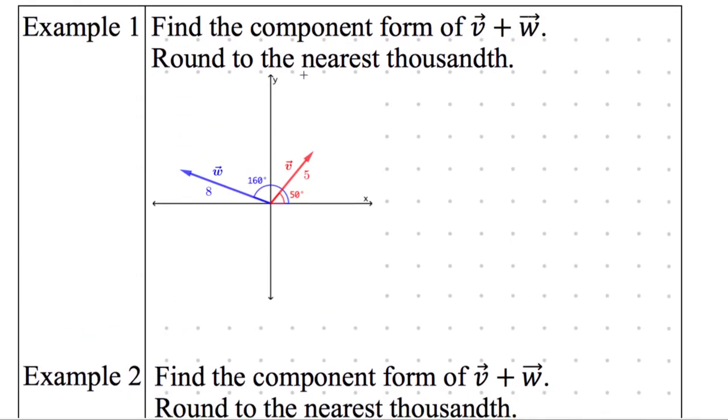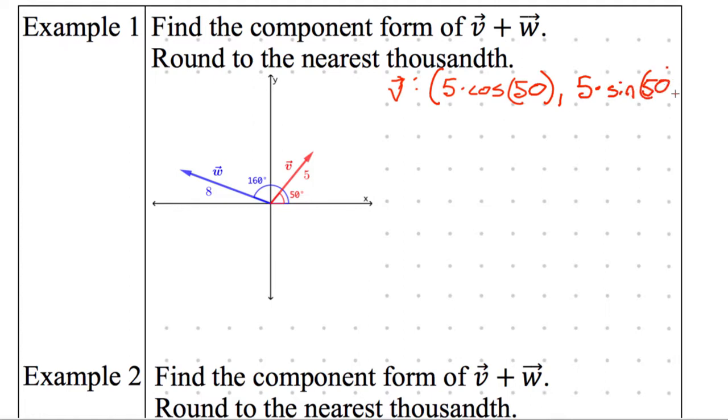All right, so on this one, I need to convert v to component form. So pretend that w doesn't exist. Just do v, 50 degrees and 5. How do I convert that to component form? So we have 5 times the cosine of 50 degrees. That's the x component, and the y component is 5 times the sine of 50.